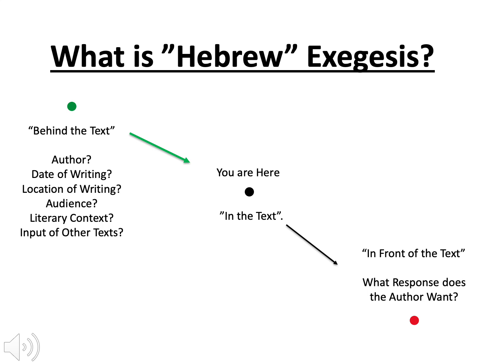Examine that context so that we know the context in which the text was written and the context in which then the text must be interpreted. Then, having done our homework, are we able to move forward to exegete the text itself?